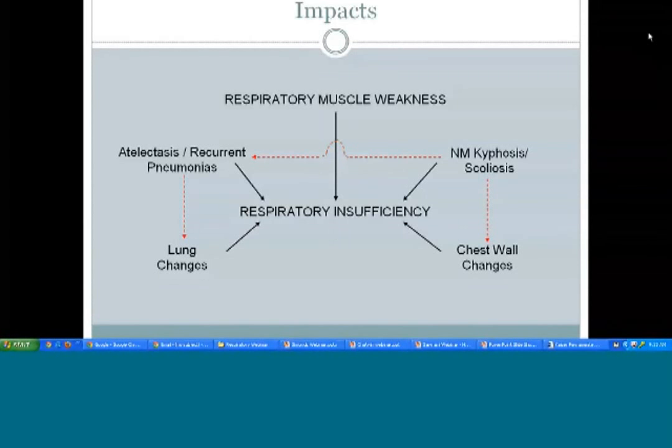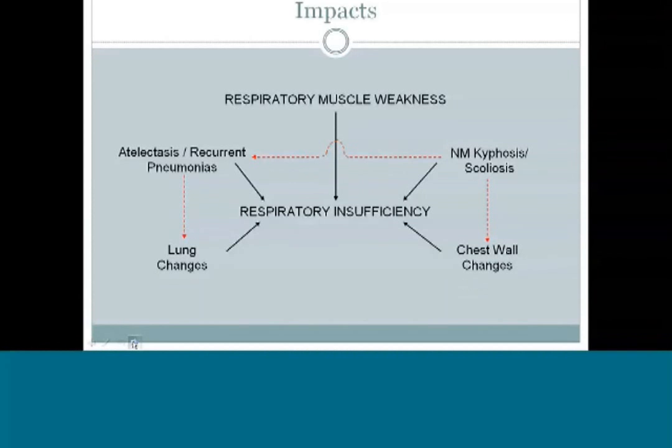Meanwhile, there's a thought that some of the low lung volumes may also predispose to thoracic wall changes, and the changes that we see in the rib cage and chest wall may either be primary to the disease or may be secondary from having low lung volumes.